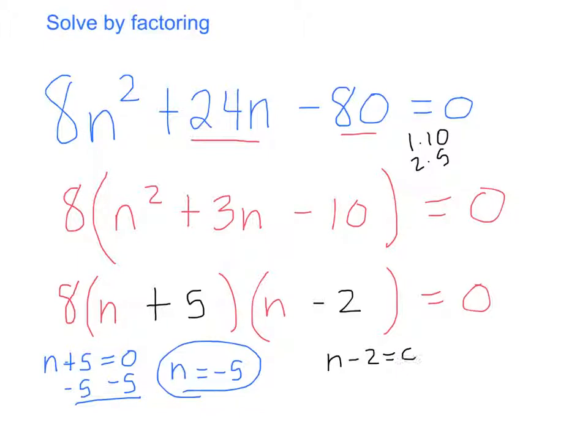And I'll take n minus 2 and set it equal to 0. Add 2 on both sides. And so n equals 2. And so those are your two solutions. And what we're saying is, if we were to graph this original function in your calculator, if you'd go to y equals and put 8n squared plus 24n minus 80, the graph would cross the x-axis at negative 5 and at 2.